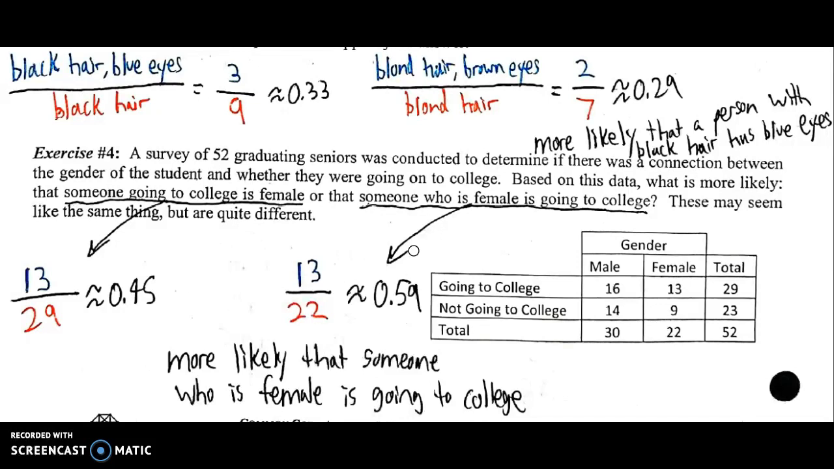If I switch the question around, now if I'm looking at number of females first, so this is looking just at the girls to start with, out of the 22 females, we also want them to go to college again. That was that 13 that are, again, female and going to college. So remember, our given information goes on the bottom of our fraction. That was looking at 22 girls. 13 of them plan on going to college, so 13 out of 22, about 0.59 or 59%. And that way we can answer our more likely question. It's more likely that somebody who is female is going to college. So that was our second fraction.